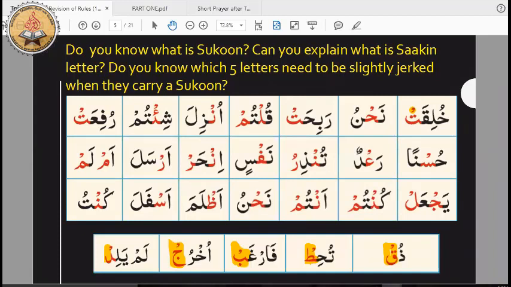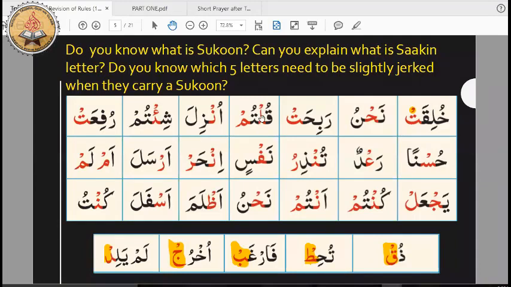Okay, so we've done this bit. Now let's move on to this one. Qultum. Excellent. One more time. Qultum. Well done. Now how many second letters are in this example over here? 2. 2, yes. And can you tell me what those letters are? Lam and Mim. Excellent. Well done.